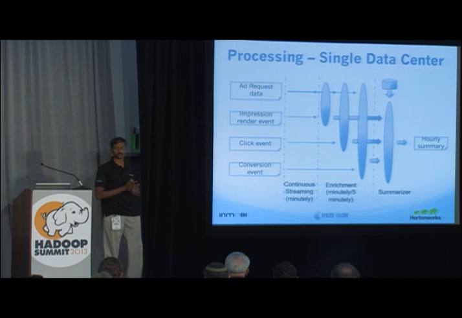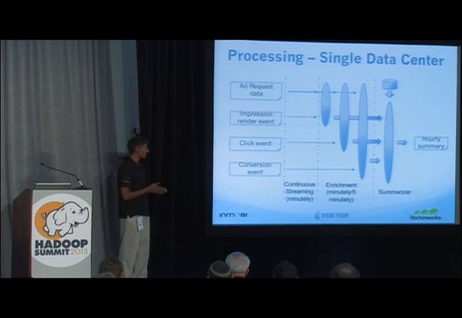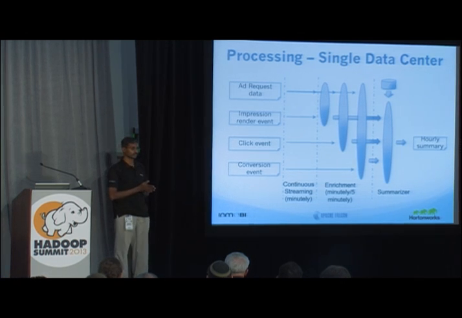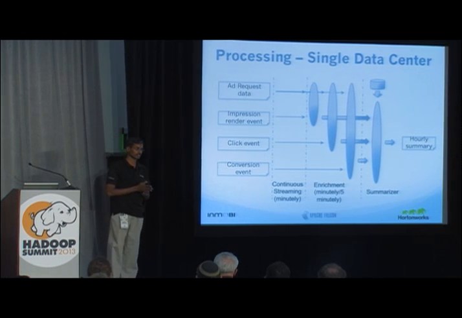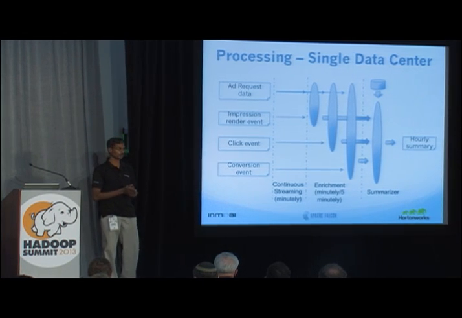So more specifically, the use case that I'm going to talk about is that we have ad request data that comes from the end users, on which we serve ads, and then an impression render event comes back to us from the user saying that the impression is rendered on the device, and then the user may or may not click the ad, and then there is click data, followed by a conversion event, which could be some goal that the advertiser has set.